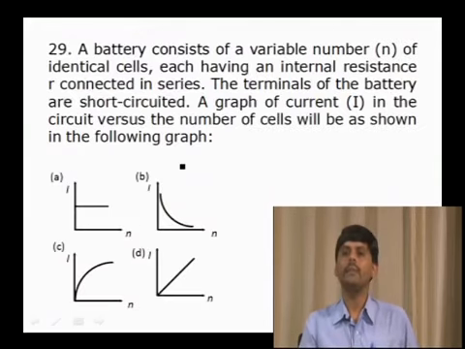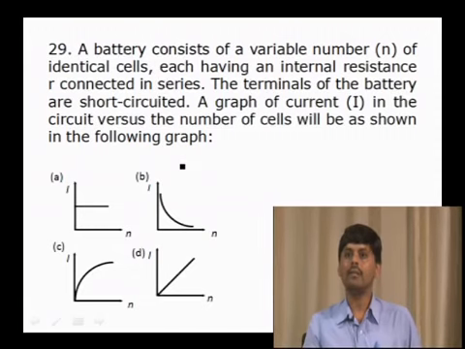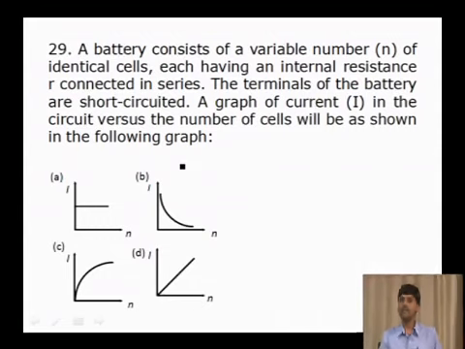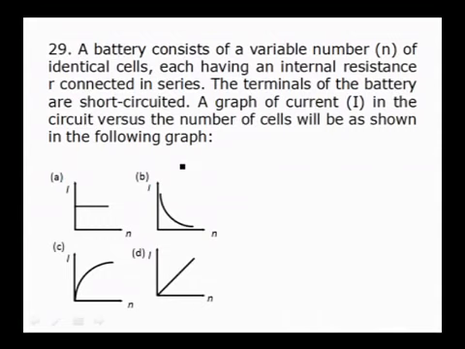Question number 29. A battery consists of a variable number N of identical cells, each having an internal resistance, connected in series. The terminals of the battery are short circuited. The graph of the current I in the circuit versus the number of cells is shown in the following graphs. See, option A is parallel to the x-axis, that is the number of cells, option B decreases, option C increases, option D also linearly increases.